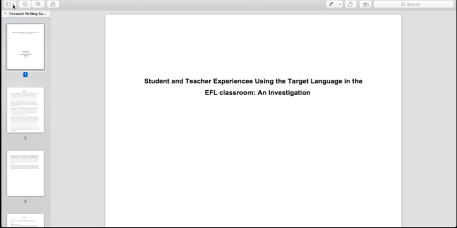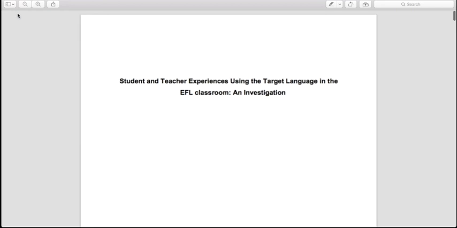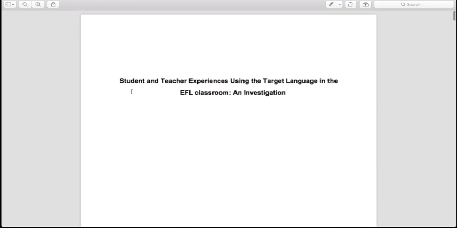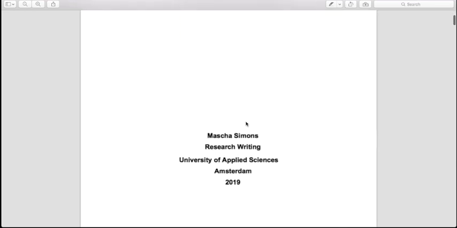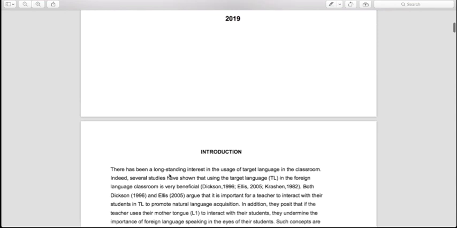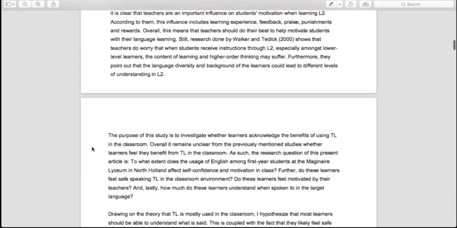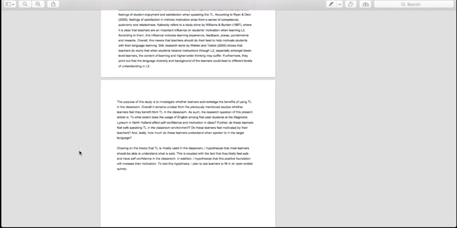Okay, so what are the parts of the paper? Well, the title page. This person researched student and teacher experiences using the target language in the EFL classroom, English as a foreign language, an investigation. And this was from research writing last year. Now what we see is the introduction. It's a little more than an A4.